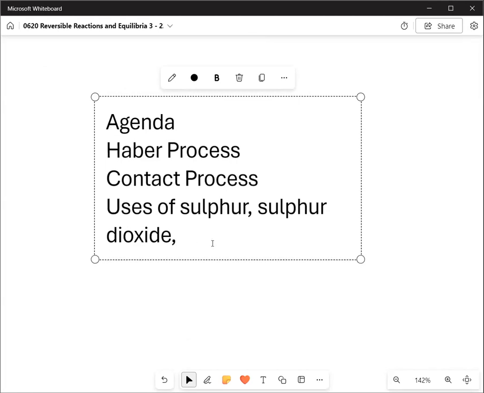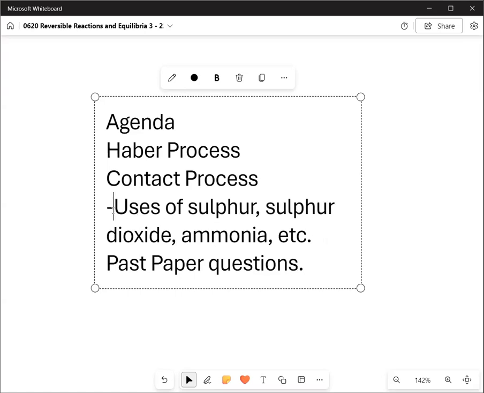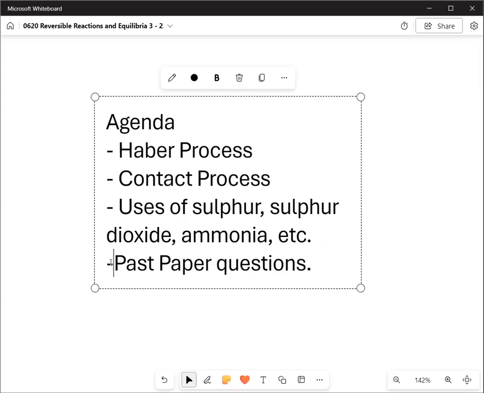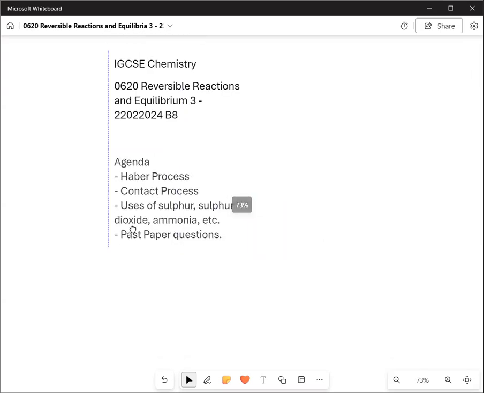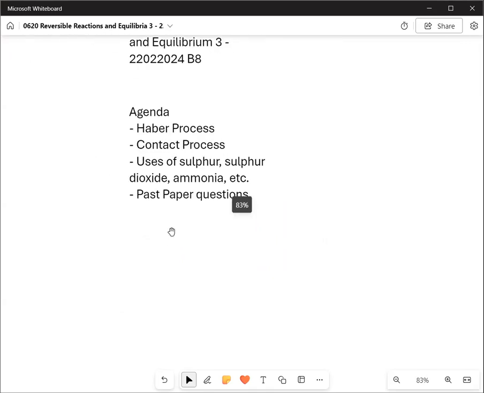Sulfur dioxide, ammonia, etc. Pass through the question, obviously. Now, let's begin with the first thing, Haber process.